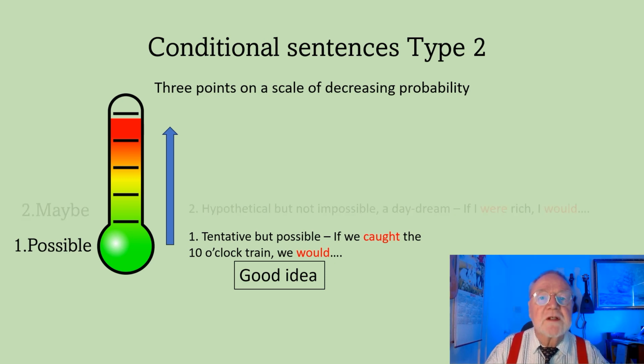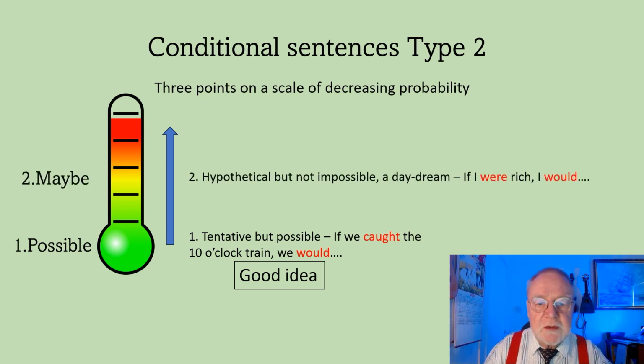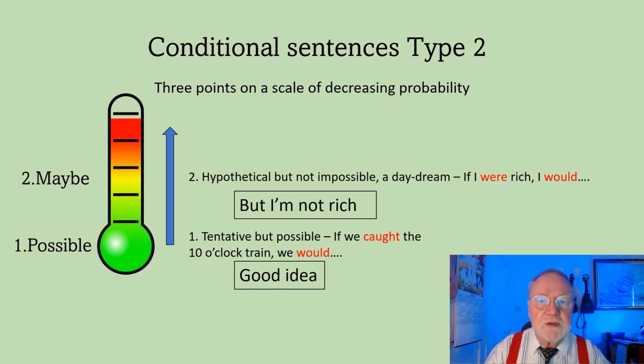The second meaning is what I call a maybe situation, hypothetical but not impossible. A daydream, if you like. If I were rich, I would buy a house in Spain. Unfortunately, I'm not rich, but it's possible I could be because I could win the lottery, couldn't I?